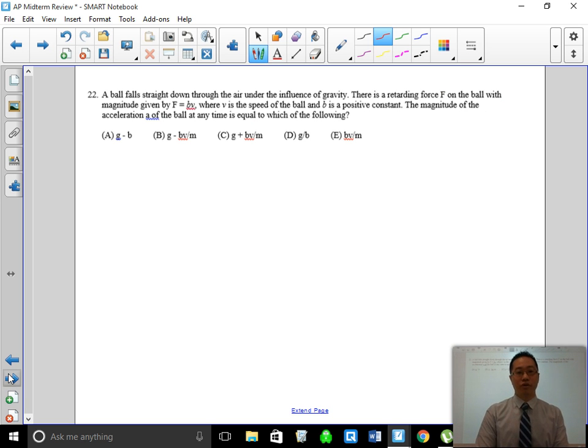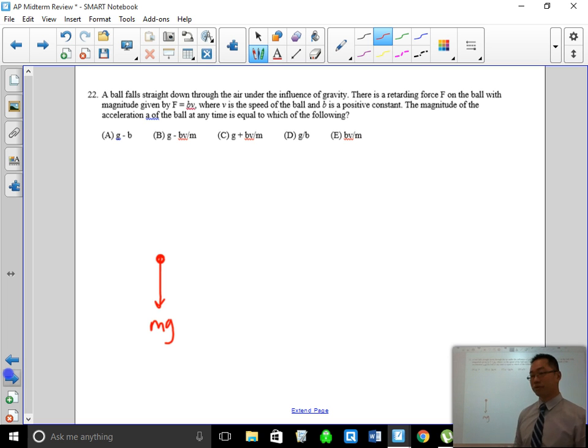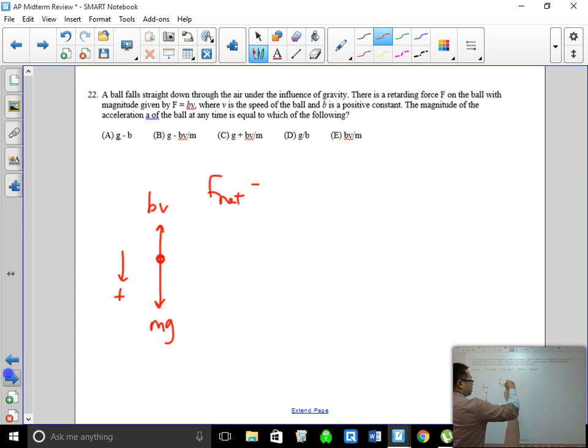A ball falls straight down through the air under the influence of gravity. There's a retarding force F on the ball, which is given by bv. So they ask, what's the acceleration? Well, let's draw a force diagram first. The ball, of course, is pulled down by its own weight. And they're saying the air resistance force is represented by b times the velocity. So what's the acceleration? Well, it is moving down, so I'll make down positive. So when I do F net is equal to ma, I end up with mg minus bv is equal to ma.